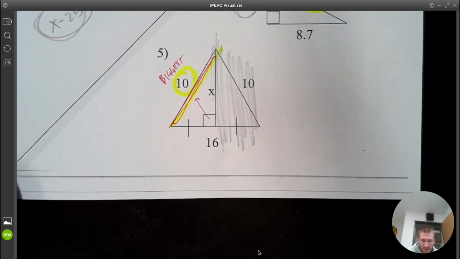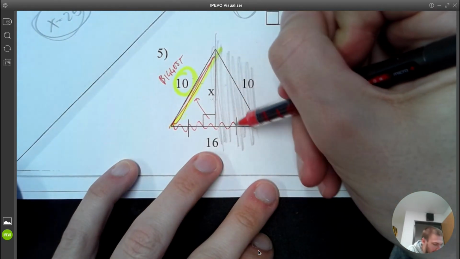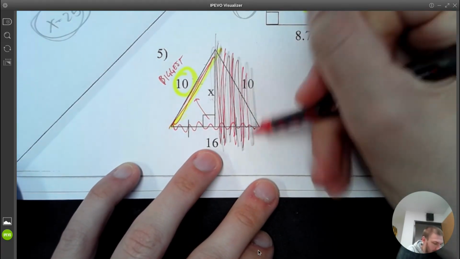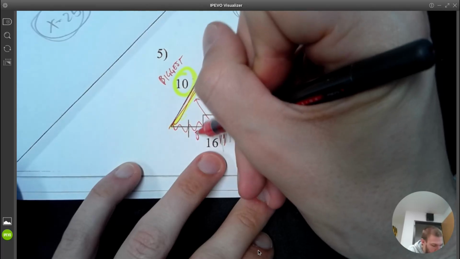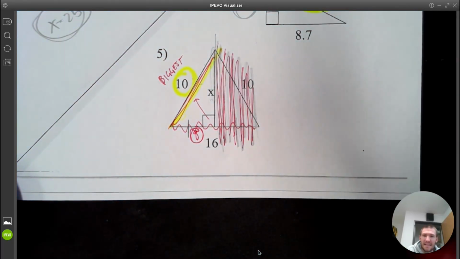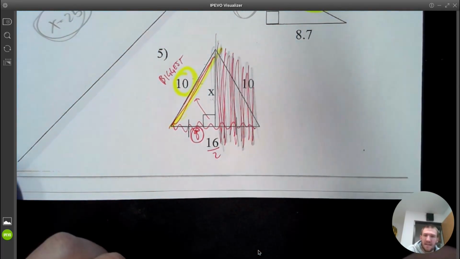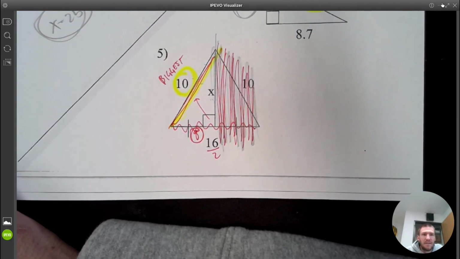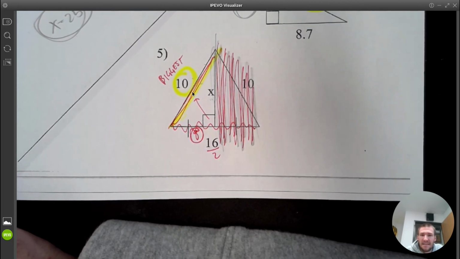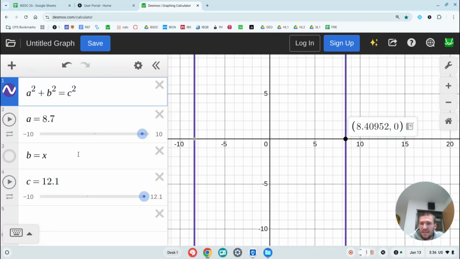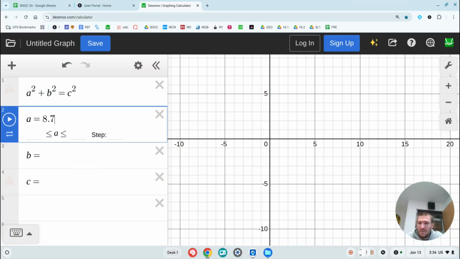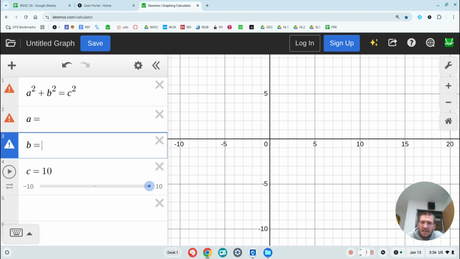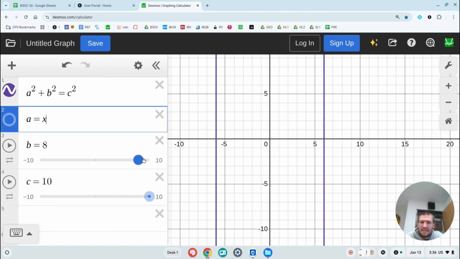And some of you are probably already onto it that this entire thing is 16. We only want half of it. So we're going to end up choosing 8 and not 16. We're going to take 16 and cut it in half. This is, again, not crazy stuff, but this is the kind of trick that they're going to try to get you with. So we have 8, x, and 10. So I'm going to go to Desmos. Again, 10 has to be the C. The rest of them are 8 and x.